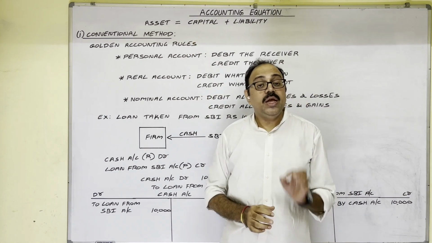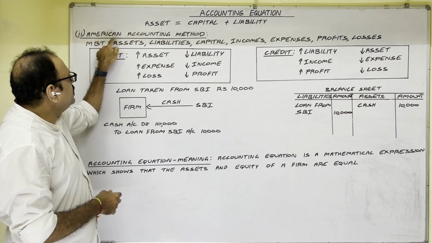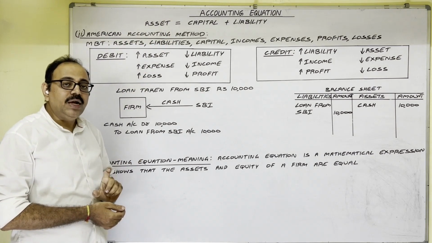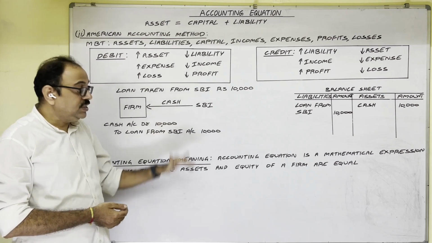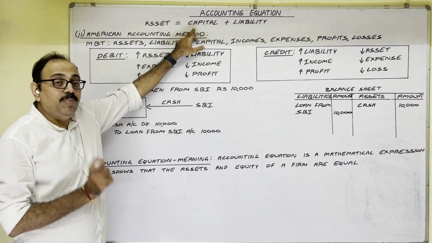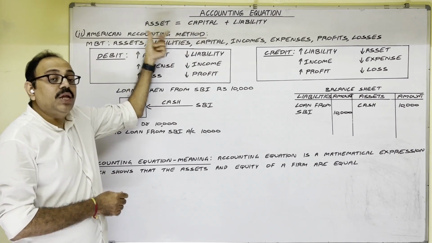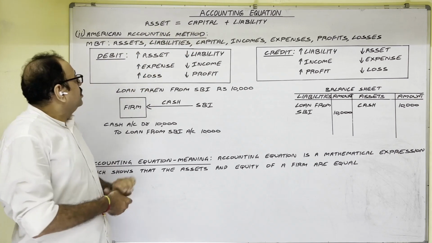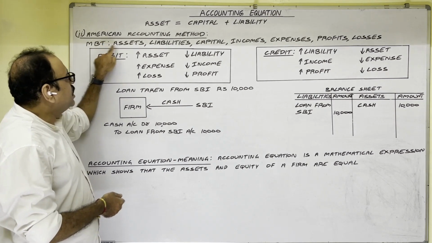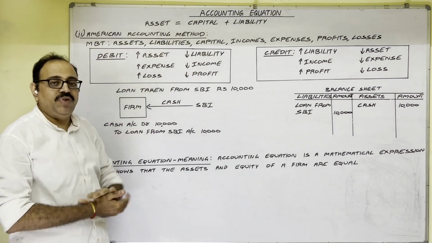Next one, American accounting method. Second method is American accounting method. So Americans have created a separate method to write the journal entries. So accounting equation is based on this American accounting method only. And according to them, monetary business transactions are divided into 7 types of accounts.